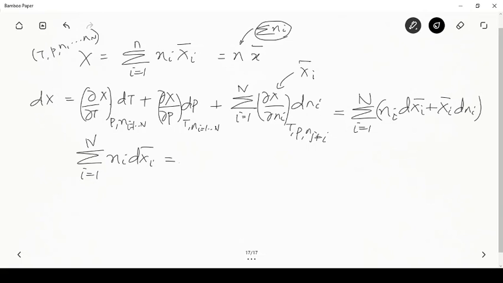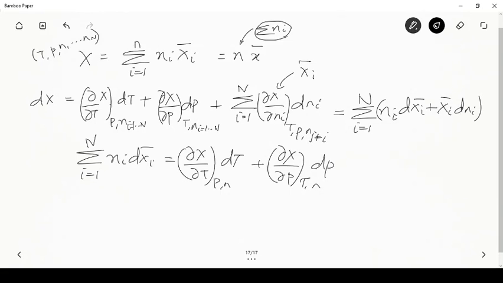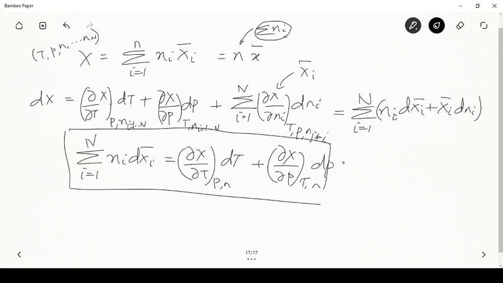this, the rest of it, del x by del T dT at constant P and n plus del x by del P at constant T and n dP. Right? This is the expression that you get. So this is the more general form of the Gibbs-Duhem equation.